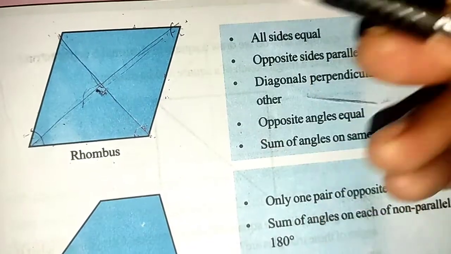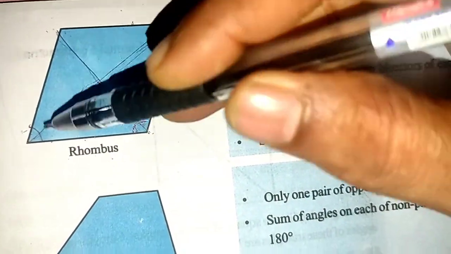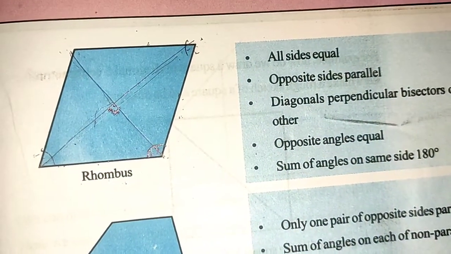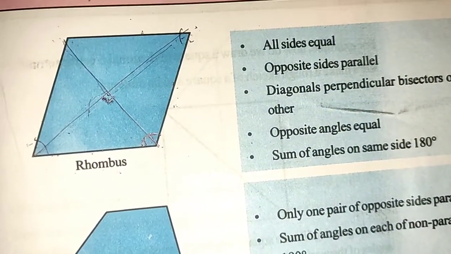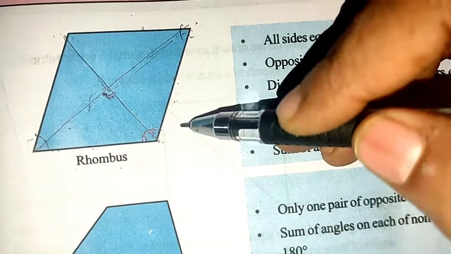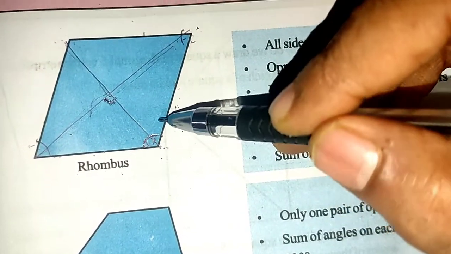Opposite angles are equal. Then what about the adjacent angles? These two are called adjacent angles. Adjacent angles are supplementary, or the sum of angles on the same side is equal to 180 degrees. So these are the specialities of a rhombus.